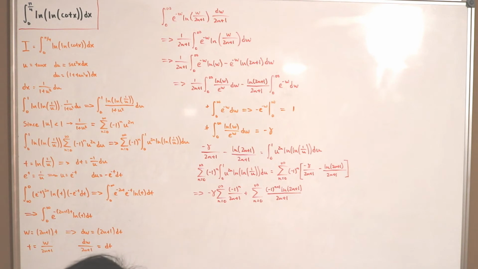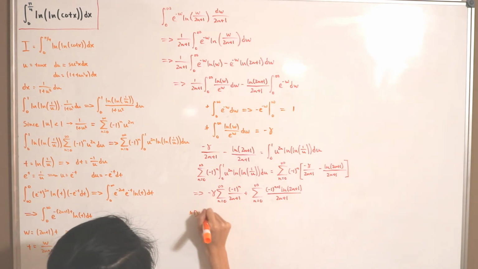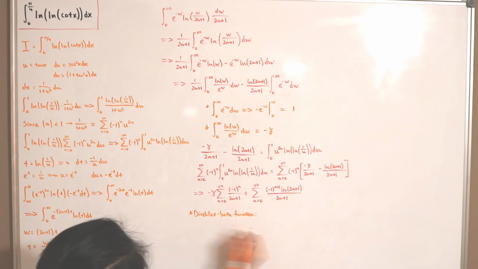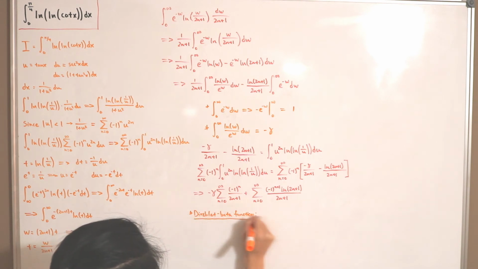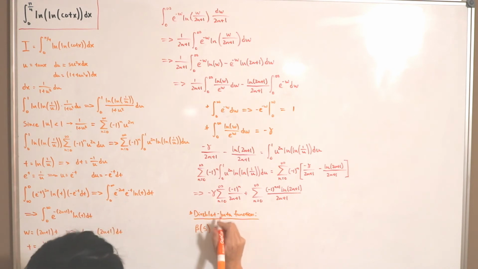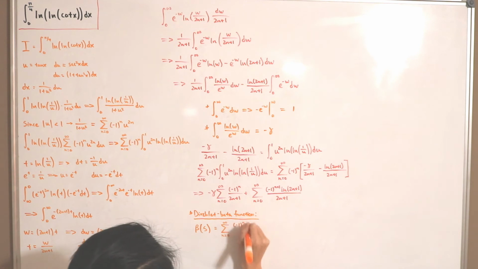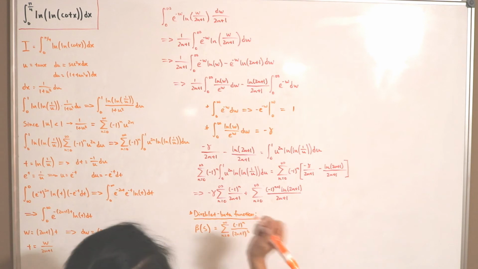Now, what's the next step here? So we're actually going to recall a new function. And like I said, this has never been mentioned in this video, and also this will be the first time. This is actually going to be the Dirichlet beta function, and that's defined as the following. So beta of s is simply equal to our infinite series, negative 1 to the power n, divided by 2n plus 1 quantity to the power s.